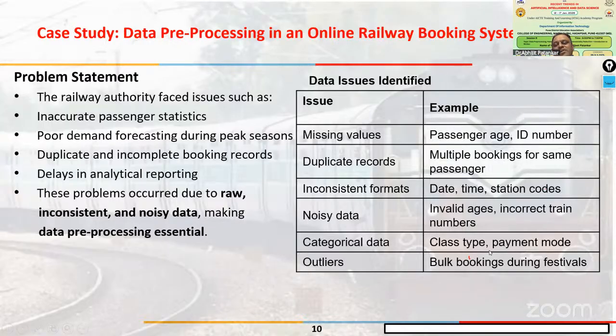Then categorical, class, payment mode. Then outliers, bulk booking during the festival. So some data which is not expected also gets entered by the users. This is the issue identified while doing the bulk booking, or generally when the booking is done. So how do we make our system stronger so that all these issues are handled?